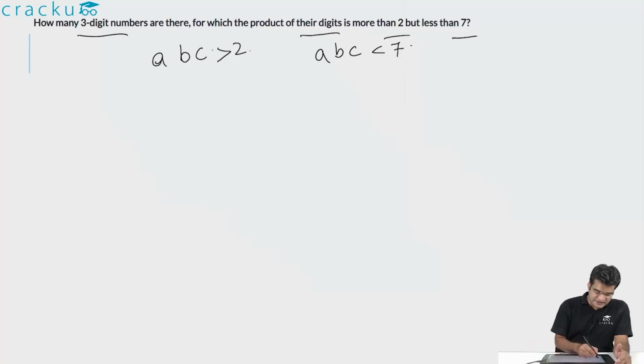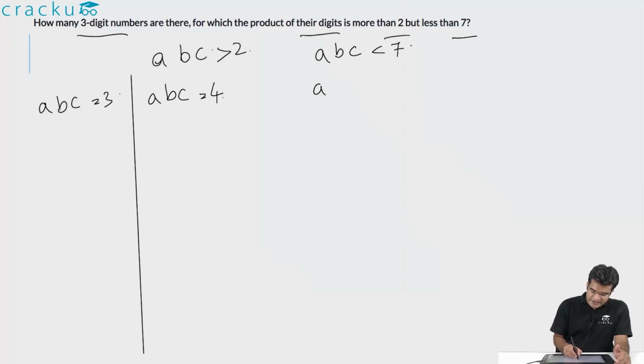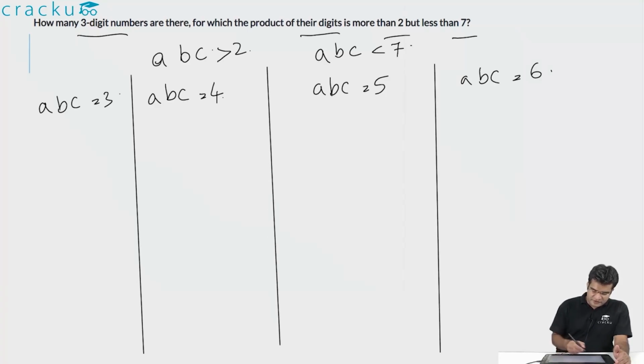So the possibilities are that a into b into c is equal to 3, or a into b into c is equal to 4, or a into b into c is equal to 5, or a into b into c is equal to 6. These are the 4 possibilities. For each one of them, let us calculate the number of numbers that are possible.